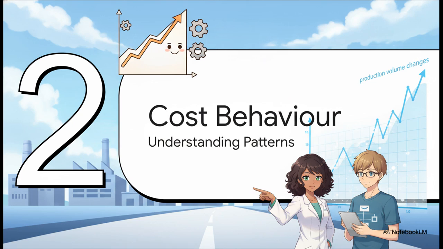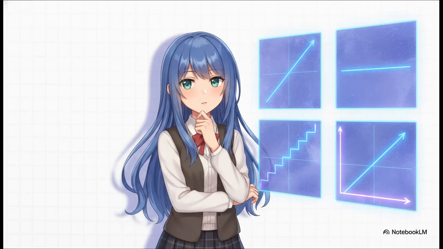Moving on to Section 2, Cost Behavior and High-Low, Understanding the Patterns. There are 4 main cost behaviors, and I want you to really picture these graphical patterns in your mind. First, variable costs. Mentally draw a straight diagonal line starting right from the bottom left origin. As you make more units, the total cost goes up proportionally, but your cost per unit stays exactly the same. Second, fixed costs. Just picture a totally flat, horizontal line. Your factory rent stays the same whether you make one single table or 1,000 of them.